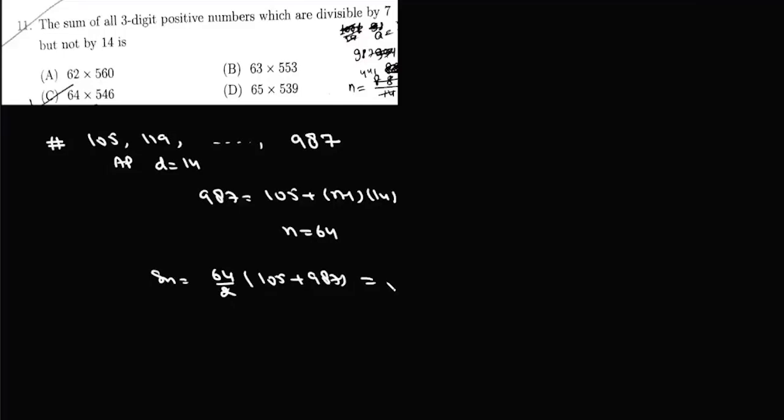Now we have to find sum of this AP, and for that we'll have to first find number of terms. So it will be this 987 and will be equal to 105 plus (n minus 1) into d. So here value of n will be 64. Now sum of n terms is 64 by 2 and this is 105 plus 987 and will be 64 into 546, and that's your option C.